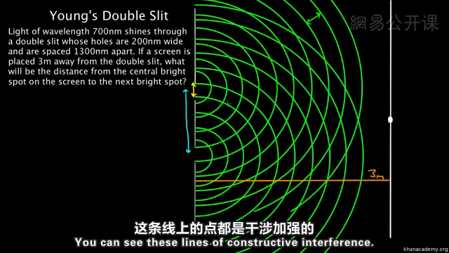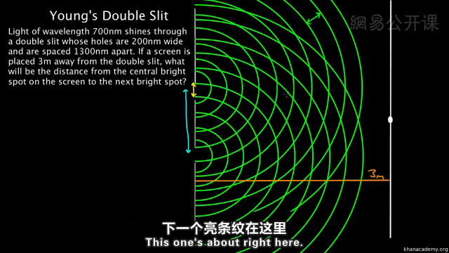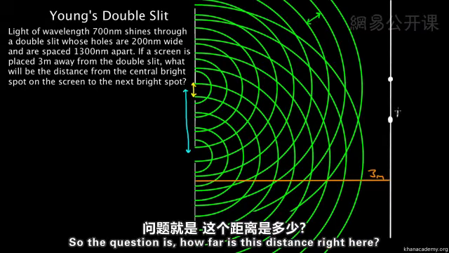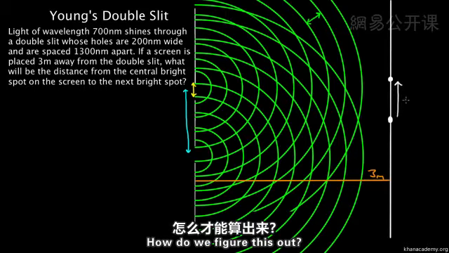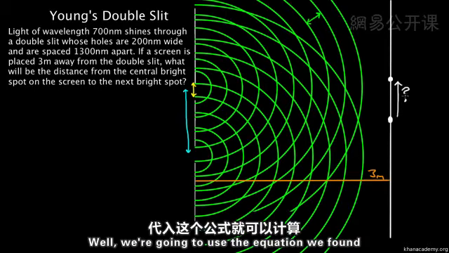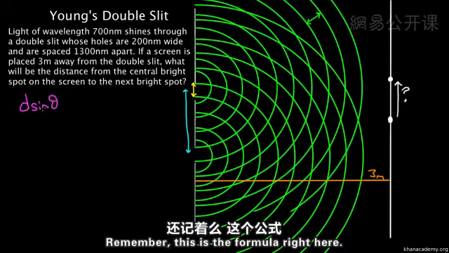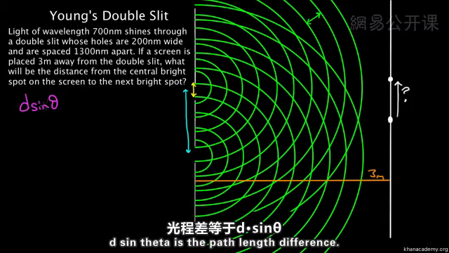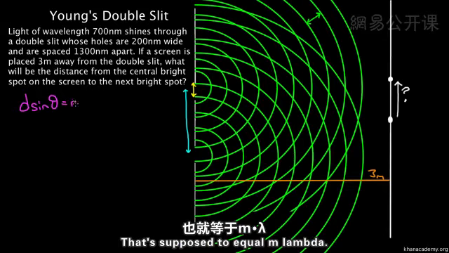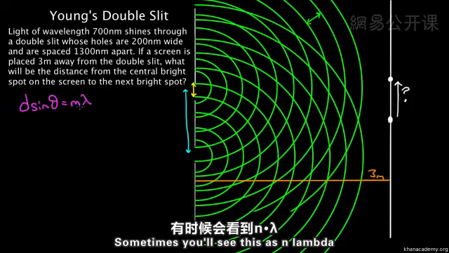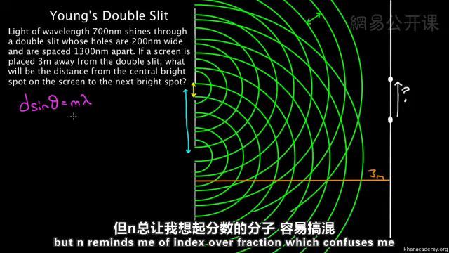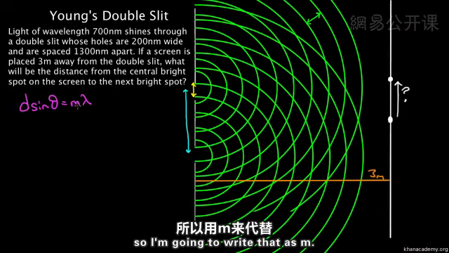You can see these lines of constructive interference. This one's about right here. So the question is, how far is this distance right here? How do we figure this out? Well, we're going to use the equation we found, which is to say that d sine theta, remember this is the formula right here, d sine theta is the path length difference. That's supposed to equal m lambda. Sometimes you'll see this as n lambda, but n reminds me of index of refraction, which confuses me, so I'm going to write it as m.